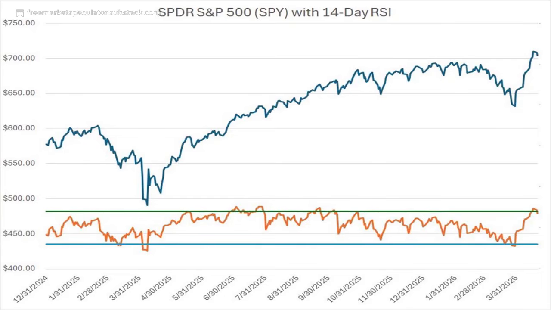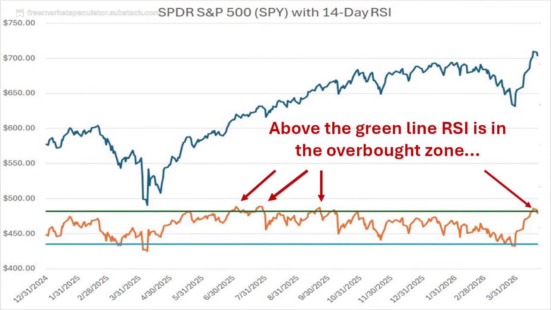Specifically, when RSI is above 70, that's above that green line, that's known as the overbought zone. So you can see what I'm on about, here's the same chart, except I've drawn in some red arrows to show you periods since late 2024 when the S&P 500 has been overbought. That happened last summer, summer 2025, and for a few days this month, here in April 2026.